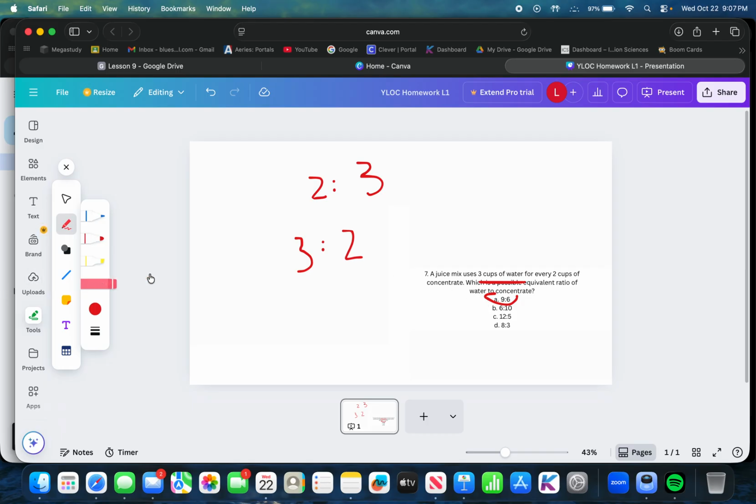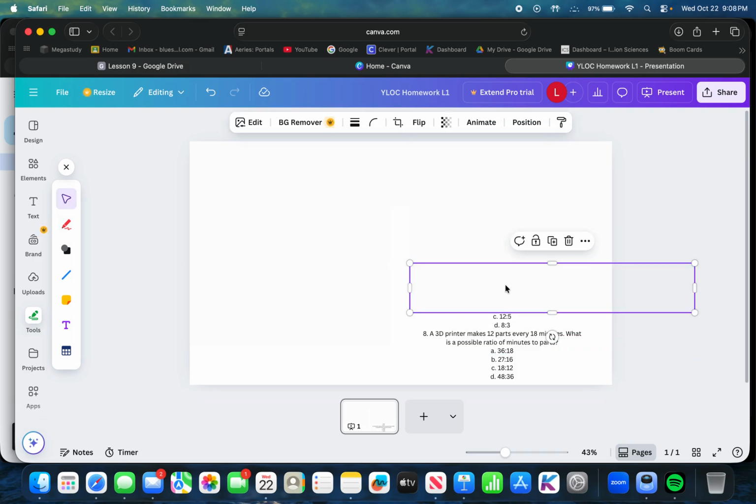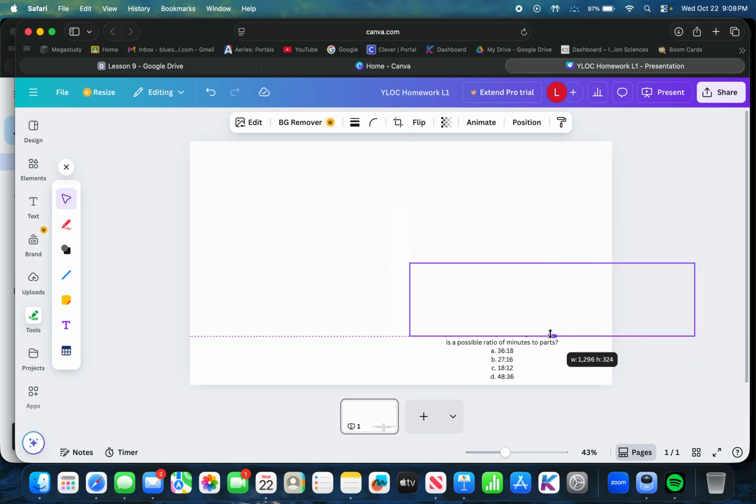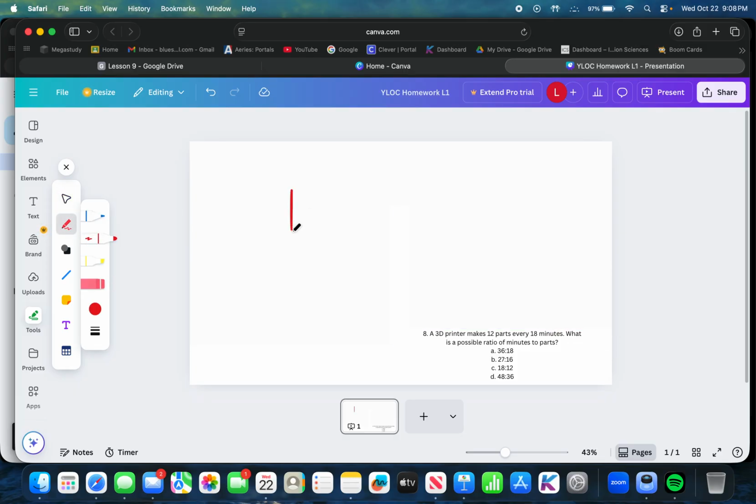Now for number 8. A 3D printer makes 12 parts for every 18 minutes. Possible ratio of minutes to parts. So it's 18 first, because it's asking for minutes to parts. Well, the answer's right here, C. It's already given to us.